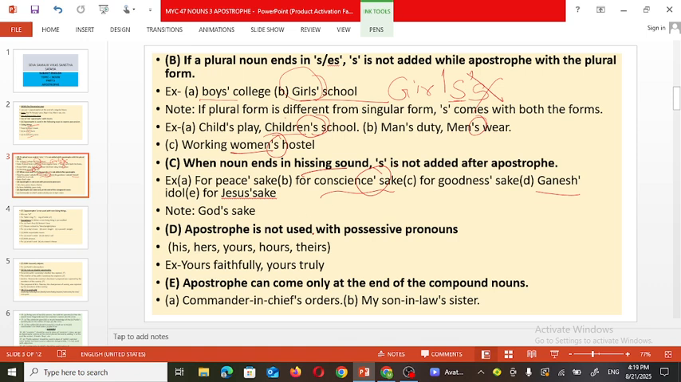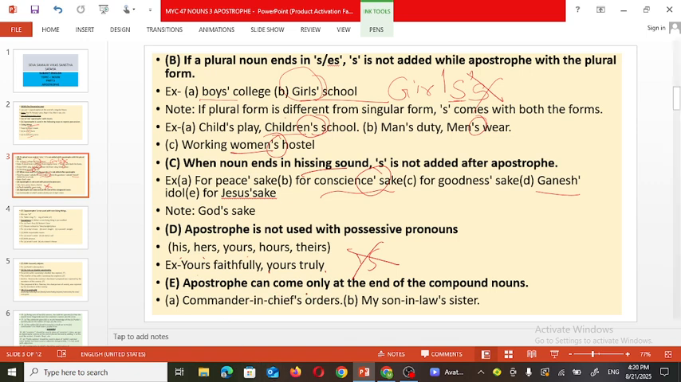Then the apostrophe is not used with the possessive pronoun. Possessive pronouns mean what? His, hers, yours, ours, or theirs. So when we are writing at the end of a letter, yours faithfully, yours sincerely, or yours truly, we only write yours, with no apostrophe. The apostrophe sign should not be used at the end of these words.